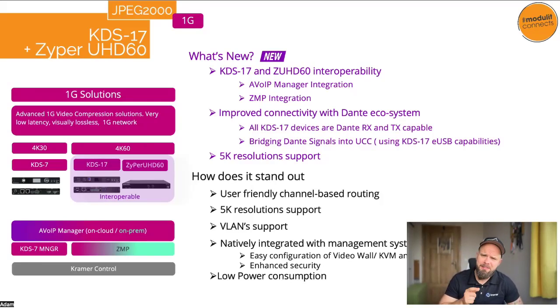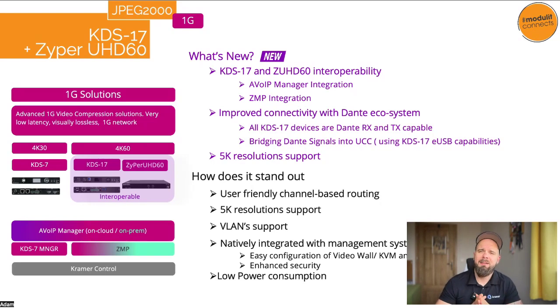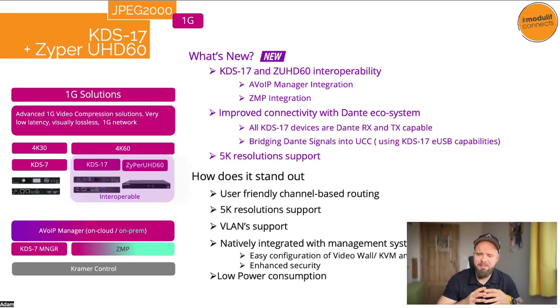KDS17, this is the product I want to focus on. It's actually the best-selling model if we take into consideration last year. Crazy popular. Why? Because, again, of the functions this device is offering. So we have encoders, decoders, both supporting Dante, and USB, which you can use in so many different applications. For example, the USB data is here, but not only for KVM, but for the cameras.